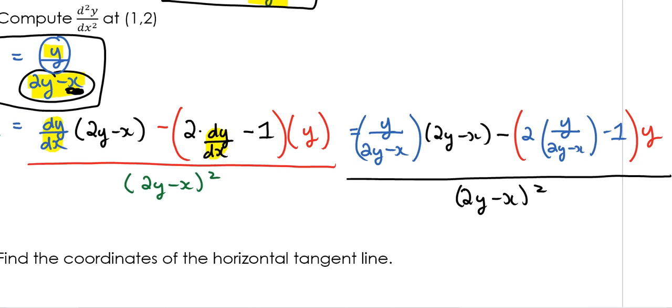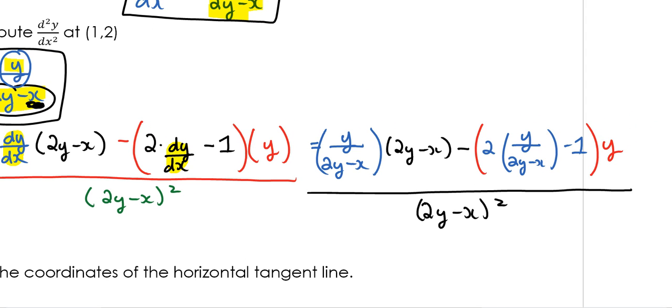And then the question states that I need to evaluate this at the point (1, 2). So what I'd recommend now is you need to evaluate this at the point (1, 2). And the best way to finish off this problem is to just do a direct substitution. Don't try to simplify anything. Leave your second derivative the way that it is and just substitute the numbers here.